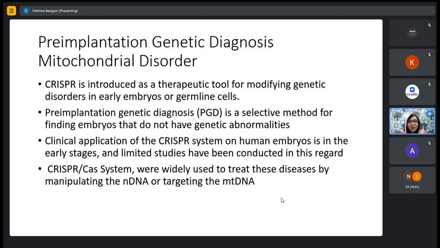Then pre-implantation, as I told you before, is always an ethical problem. Pre-implantation genetic testing is a selective method for finding the embryos and to develop the embryos without any genetic abnormalities. And CRISPR has a wide application in it, but the thing is there is so much ethical concern for the process to go further.